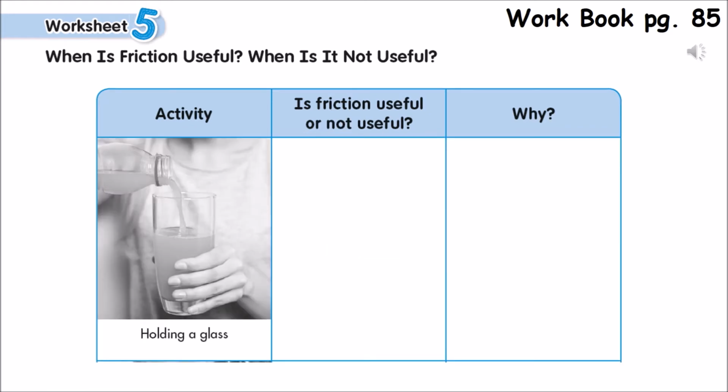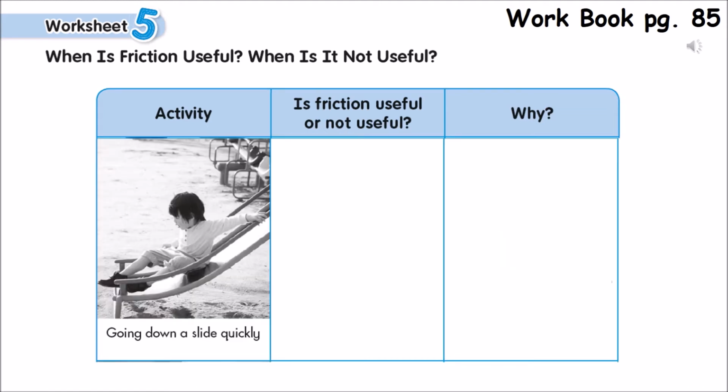Is friction useful when we're holding a glass? Yes, it is. It helps us hold onto the glass. The friction between our fingers and the smooth side of the glass is very small, but it's still enough to help us grip it so it doesn't slip out of our hands. Otherwise, we'd never be able to drink if we couldn't hold a glass. So definitely useful.